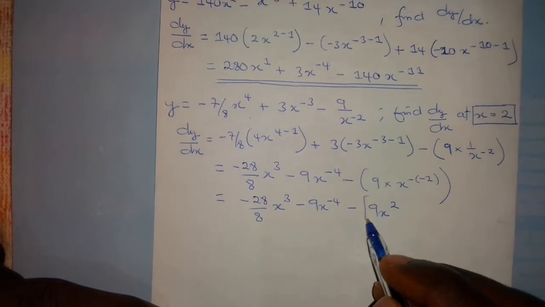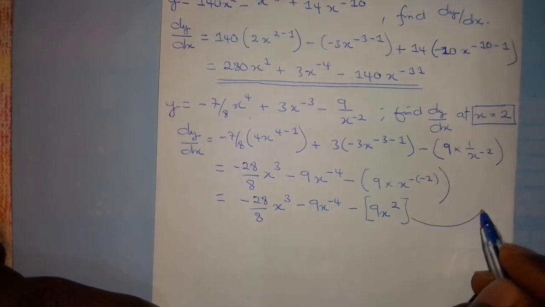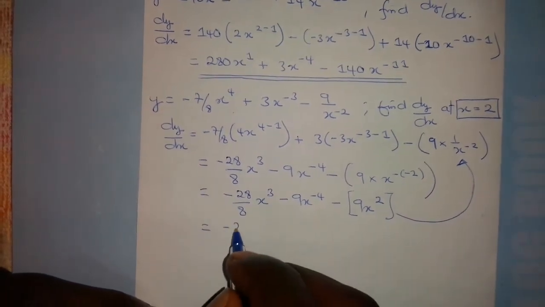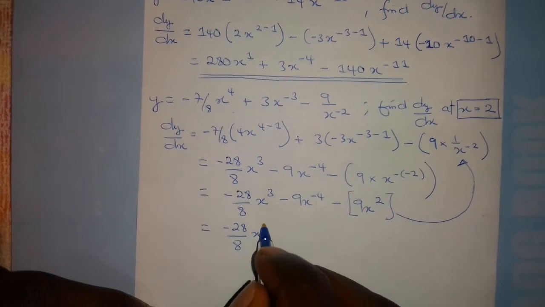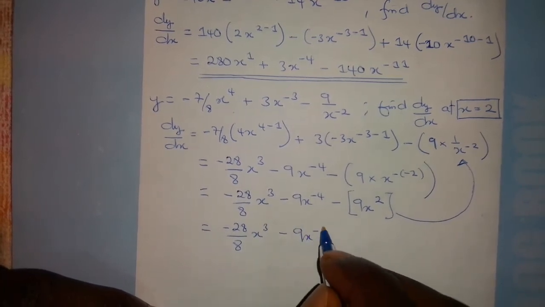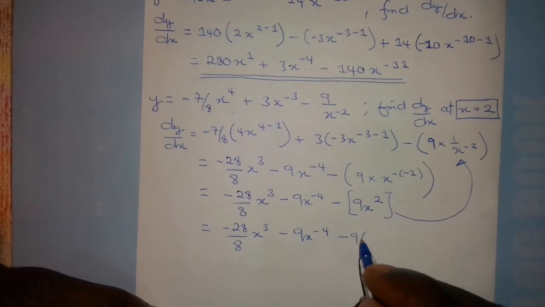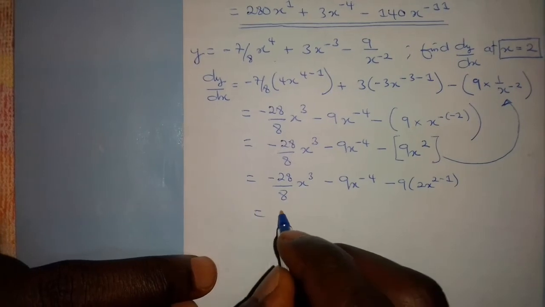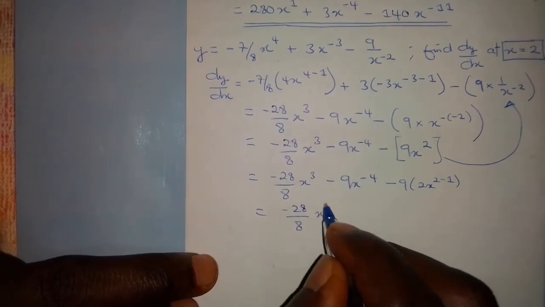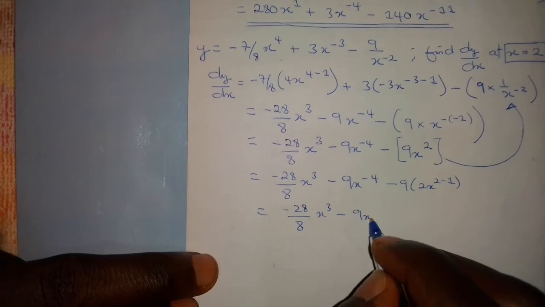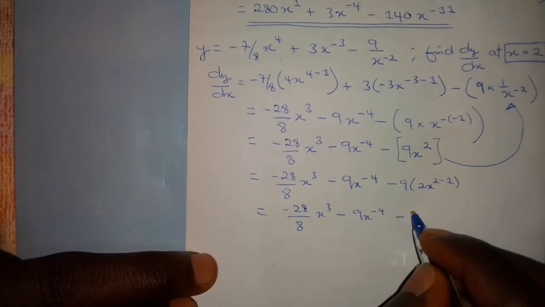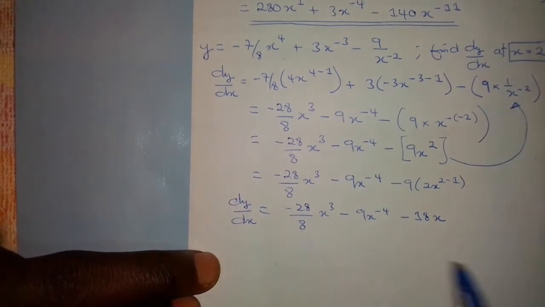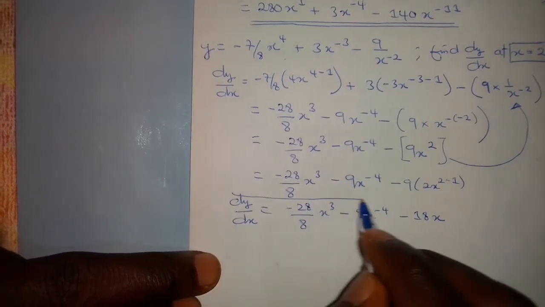So remember, we hadn't differentiated this term. Hope you can see that. We hadn't differentiated this term. So we need to differentiate it. We have minus 28 over 8 x raised to the power of 3 minus 9x raised to the power of minus 4, and this minus 9 times 2x raised to the power of 2 minus 1. So this will be equal to minus 28 over 8 x cubed minus 9x raised to the power of minus 4, and then you have minus 18x. So this would be the derivative of that function that you were given there.